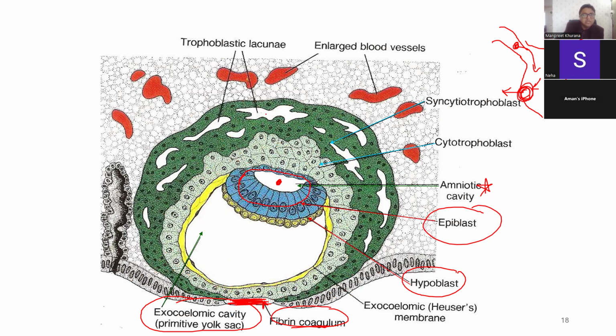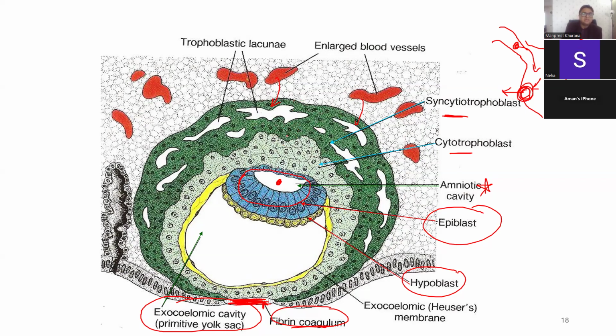Now, if you see the trophoblast, it is divided into cyto and syncytio. The first layer is known as cyto and the outside layer is syncytio. There are some lacunae formed inside. Now, what is the feature of the lacunae? There are blood vessels which go inside these lacunae. At this stage, a very primitive circulation is developed between the embryo and the mother, because obviously the embryo needs proper nutrition from the mother to grow. So this actually gives rise to the placenta.